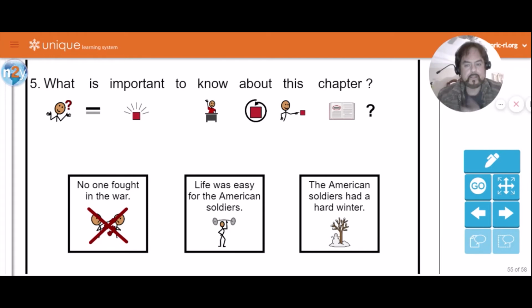What is important to know about this story? No one fought in the war. No. Life was easy for the American soldiers. It was easy. They just got to lie around and do whatever, right? Nah. The American soldiers had a hard winter. I think that's the one, don't you? What do you think?